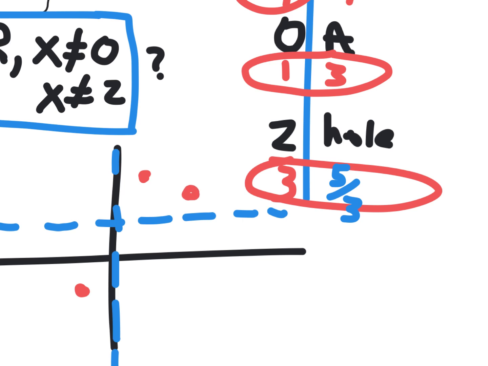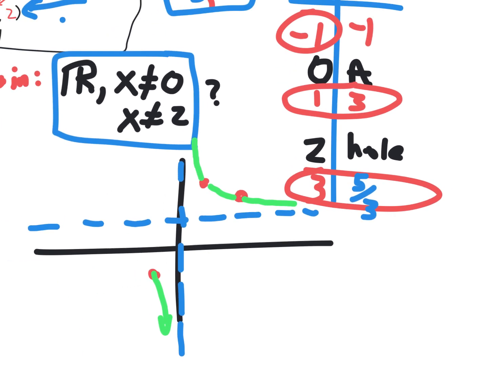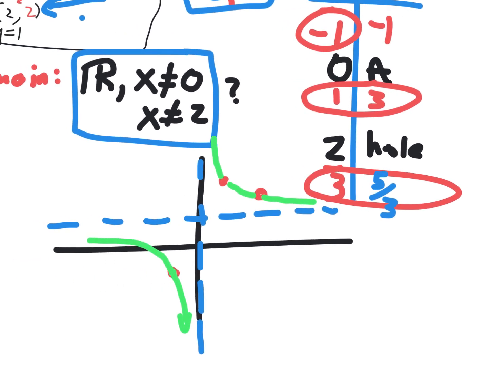And now I've got a few points. I hope you know how to connect dots. And these get closer and closer to the asymptotes, but never touch them. And this gets closer and closer, never touches. And it would have to go out that way.